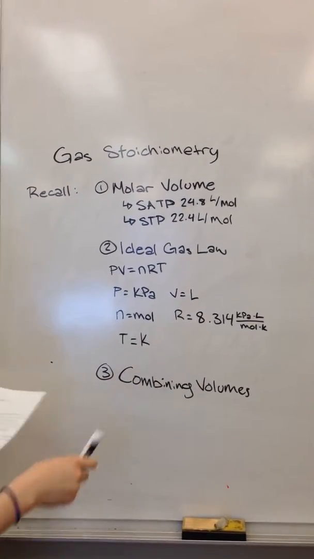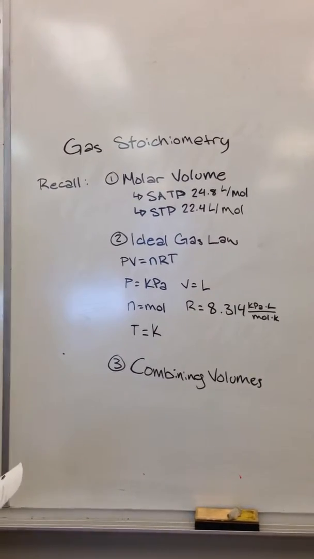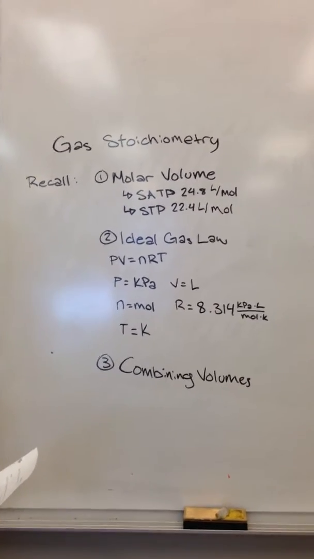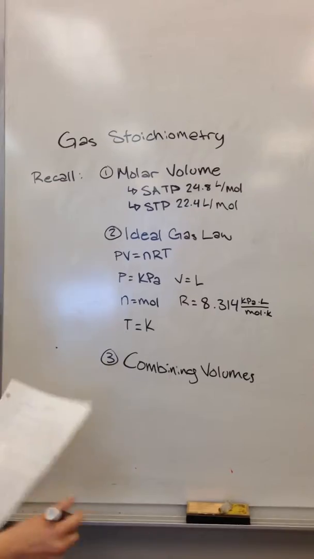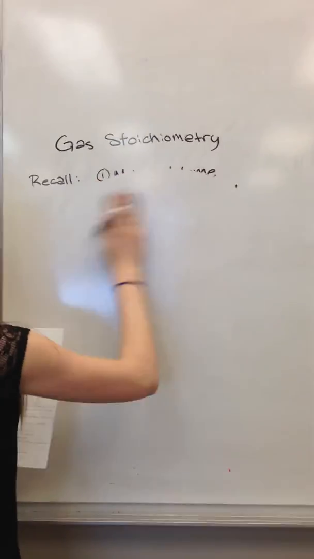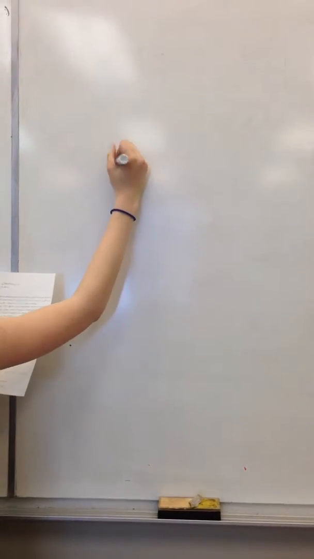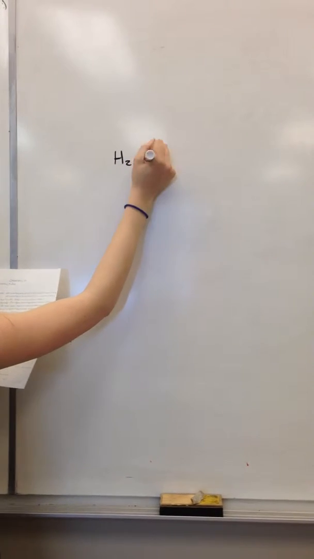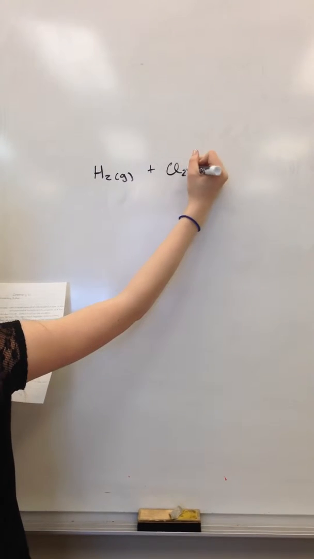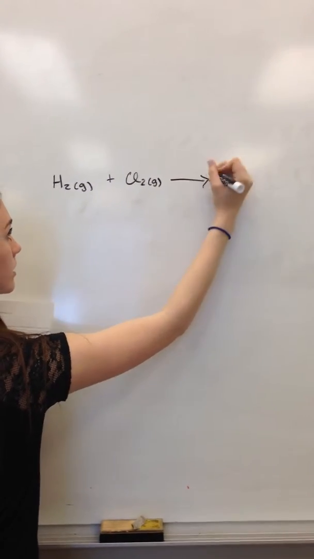And then also the law of combining volumes, which is when gases react together to form other gases, the volume of the gases show simple whole number ratios to each other, assuming same temperature and pressure. So an example of that is, if I have hydrogen gas and chlorine gas that results in hydrogen chloride.